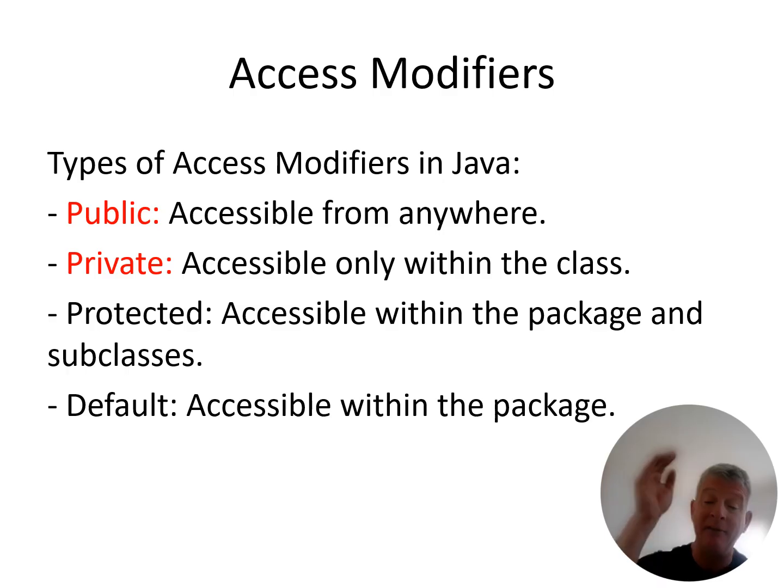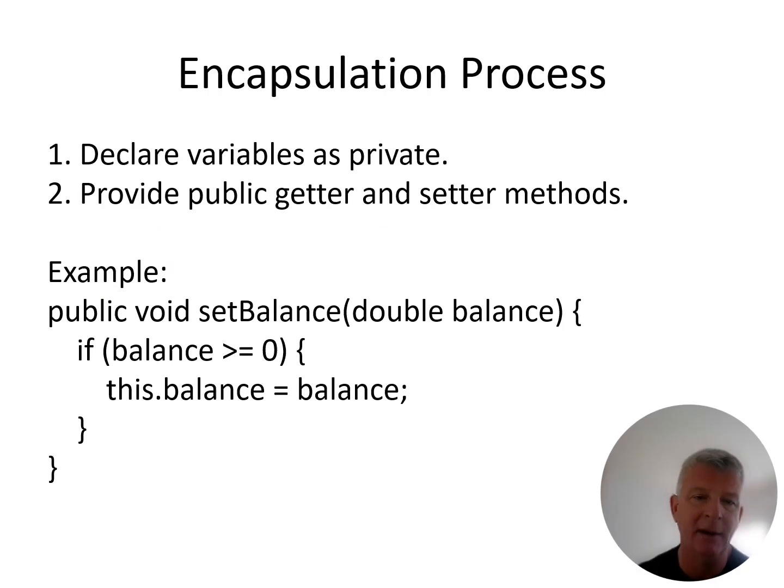So if I make private balance in class BankAccount, private integer balance, or private double balance, only the class can change that balance, and that's done with the setter. Woo-hoo. All right, encapsulation process. Declare variables as private, then provide getters and setters methods. And that's what we did right here, right?